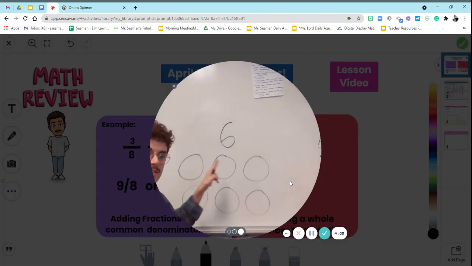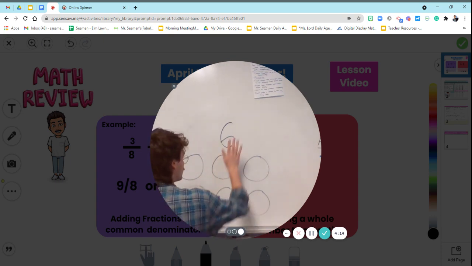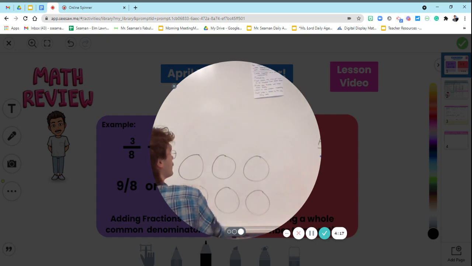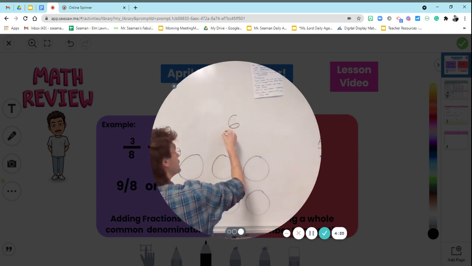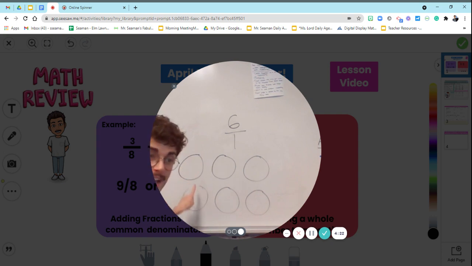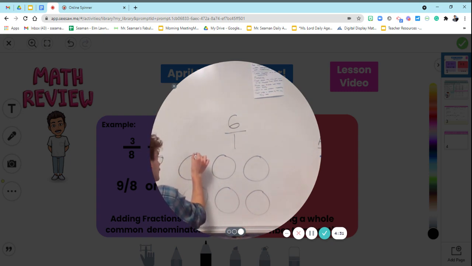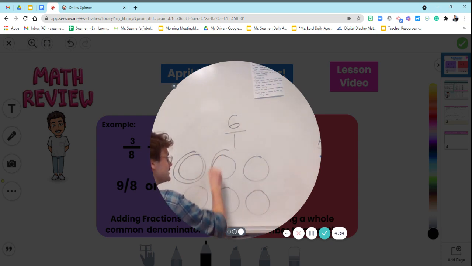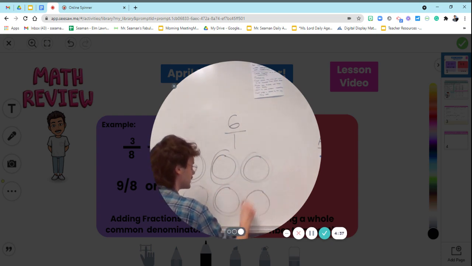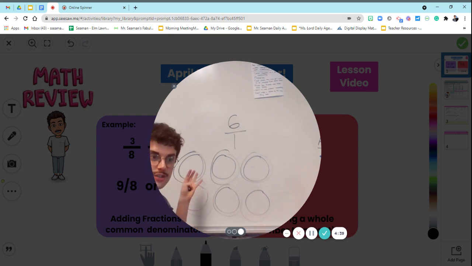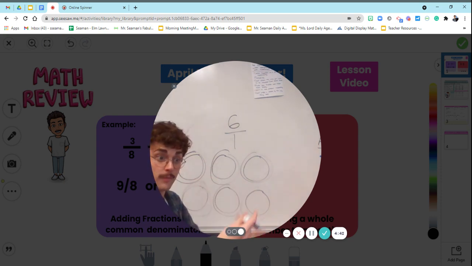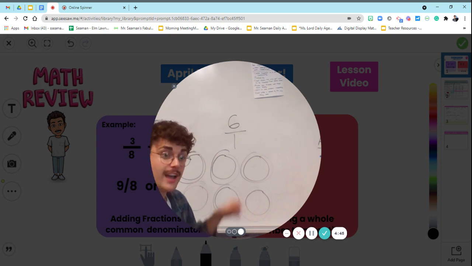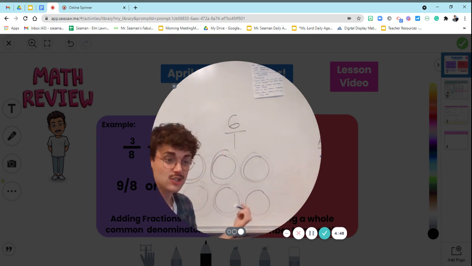So here I have 6 wholes. Each of these represent one whole. If I were to put my 6 over 1, that does not change the value of any of these circles because that just means that each circle has one piece. So this circle is one piece. It's not split up at all. Same with this one, this one, this one, and this one. All of the circles have one piece, which just means it is one whole, which is why we are able to put a whole number over 1 and it doesn't change the value.